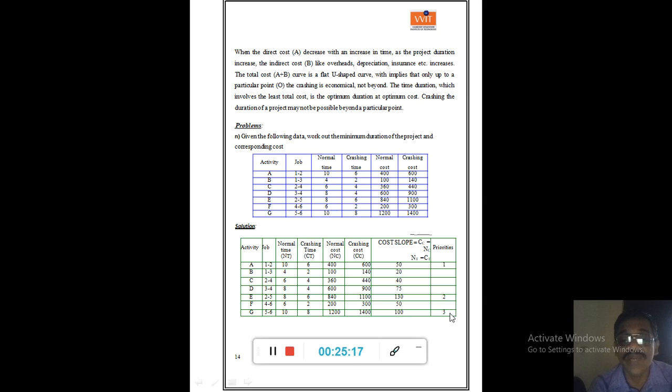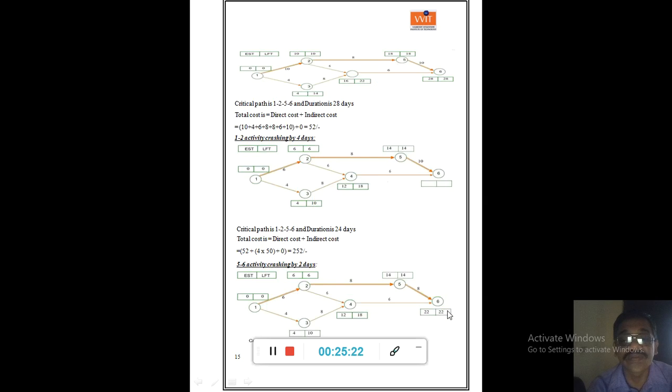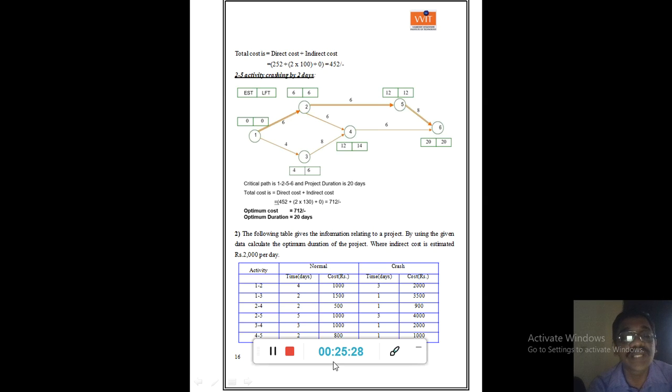This is second priority. And crash it by 2 days. Then you can do it. And next, draw the critical network. And like that, do it for the next iterations. Go on to the next iterations.